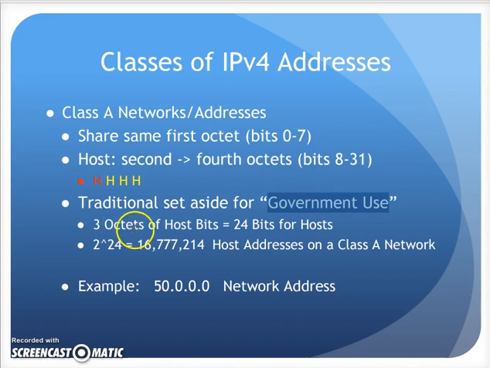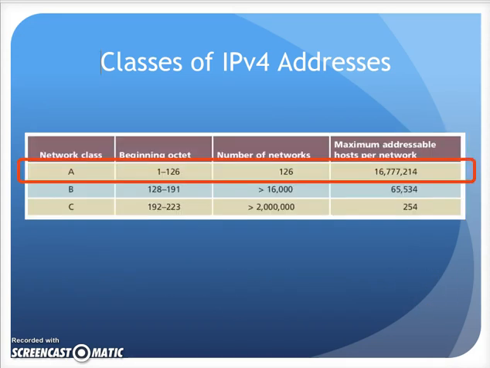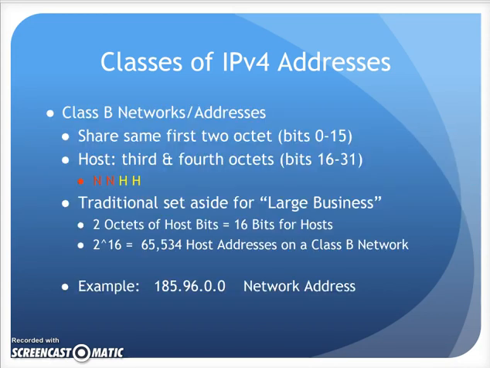So with this one, you have basically 24 bits at your disposal, so roughly 16 million host addresses can be on a Class A network. Hence why that is set aside for governments. An example of a Class A network would be 50.0.0.0. The first octet for a Class A is from 1 to 126. Make sure you know that range.